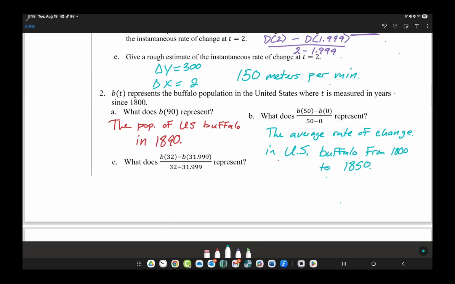And part C can be a little bit tricky, because again, we represented that as an instantaneous rate of change. But since it's not a perfect derivative, if I actually do a derivative, that's an estimate of the instantaneous rate of change. So we are going to say that this is an estimate of the change in the U.S. buffalo population in that specific year.